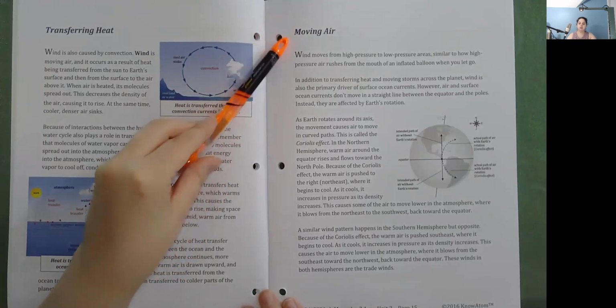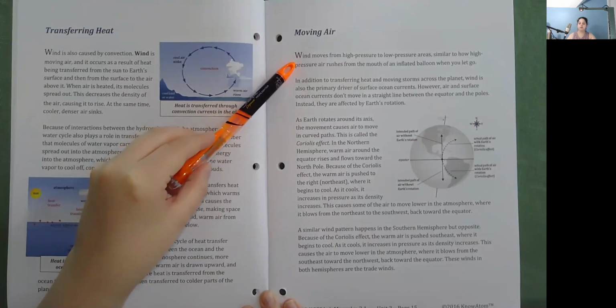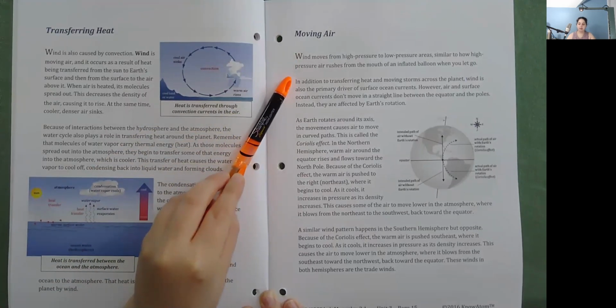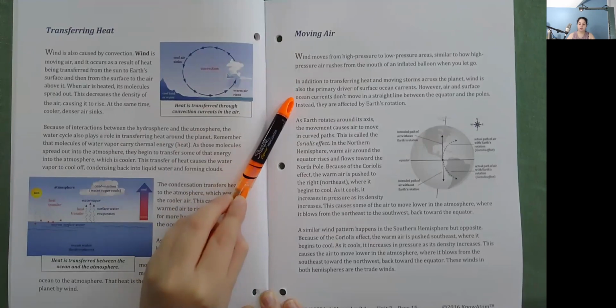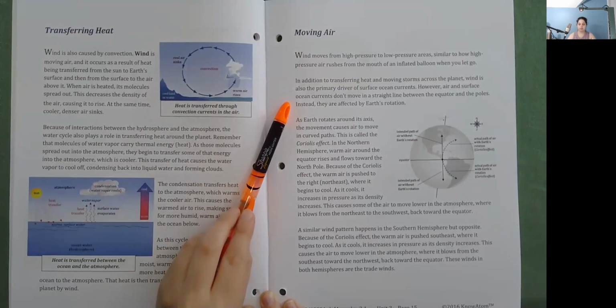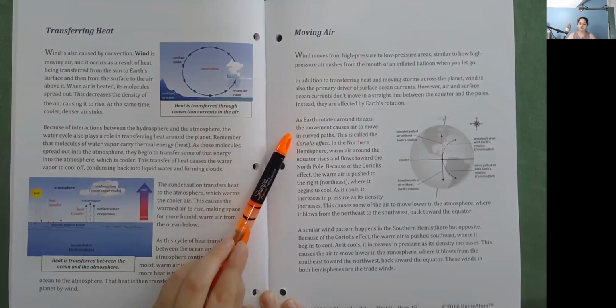Moving air. Wind moves from high pressure to low pressure areas, similar to how high pressure air rushes from the mouth of an inflated balloon when you let go. In addition to transferring heat and moving storms across the planet, wind is also the primary driver of surface ocean currents. However, air and surface ocean currents don't move in a straight line between the equator and the poles. Instead, they are affected by Earth's rotation. As Earth rotates around its axis, the movement causes air to move in curved paths. This is called the Coriolis effect.